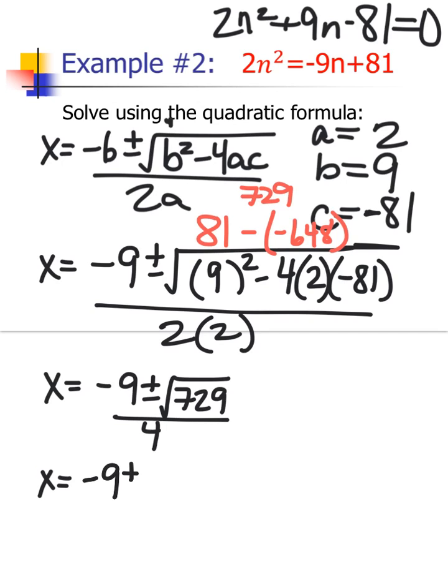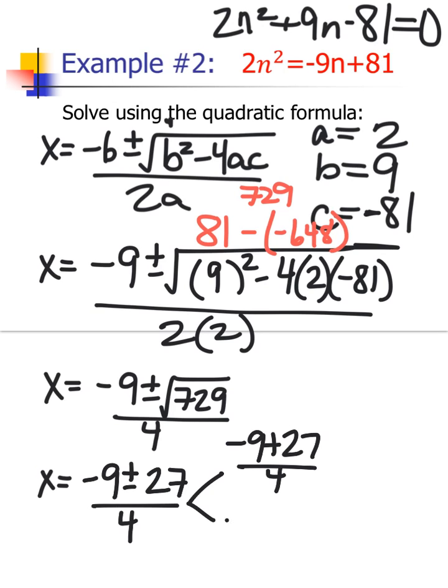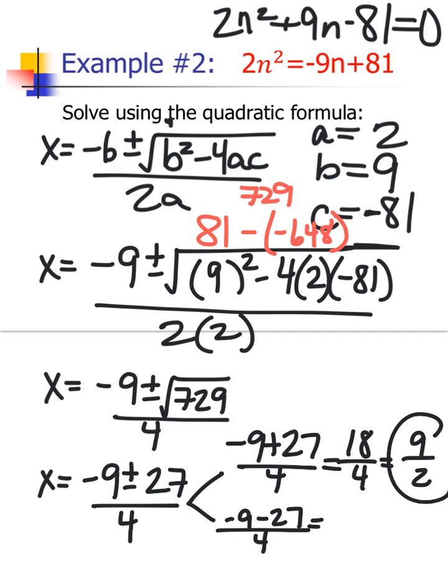Negative 9 plus or minus square root of 729 happens to be another perfect square, 27, all divided by 4. And it's time to split it into 2 problems. Negative 9 plus 27 divided by 4, negative 9 minus 27 divided by 4. 18 over 4, which simplifies to 9/2. Negative 36 over 4, which simplifies to negative 9.